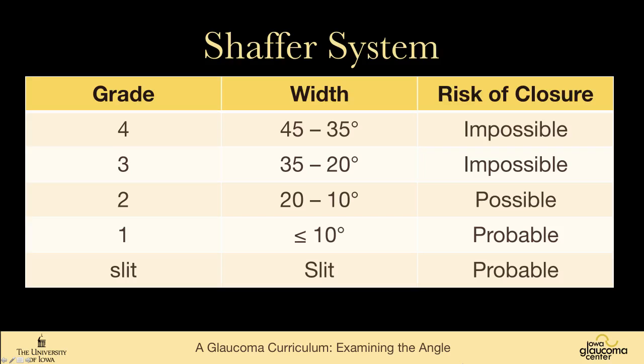And really the easiest way to think of the Shaffer system for me is to basically drop the last digit. So this would be a grade 3, somewhere around 30 degrees, somewhere around 40 degrees or more would be grade 4.